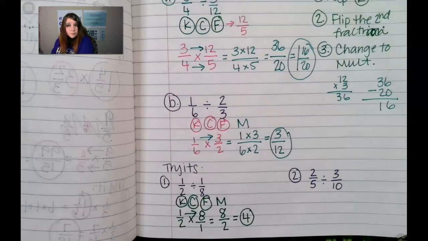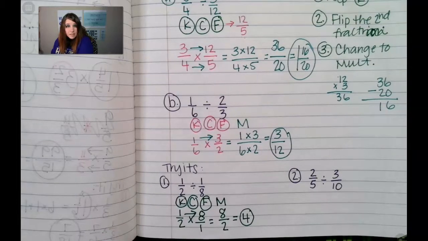How did you do? If you made a mistake, identify where. Was it in the process of identifying which one to flip? Was it in your multiplication? Was it in your reducing?